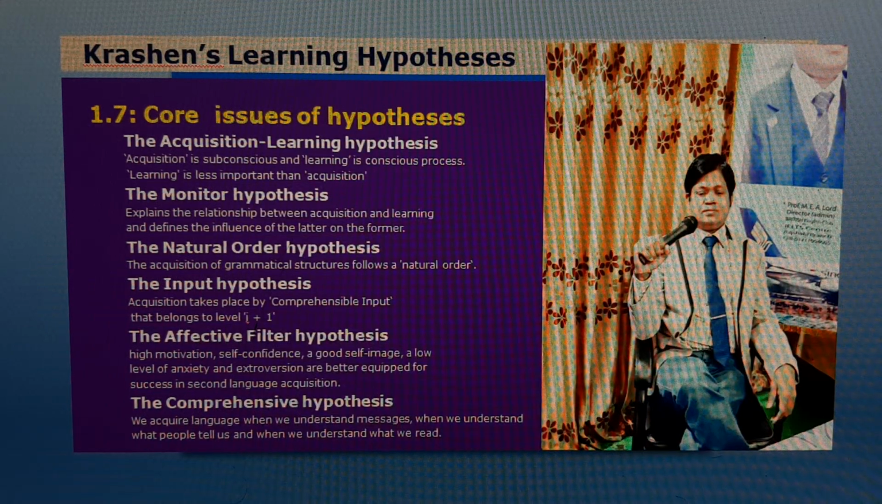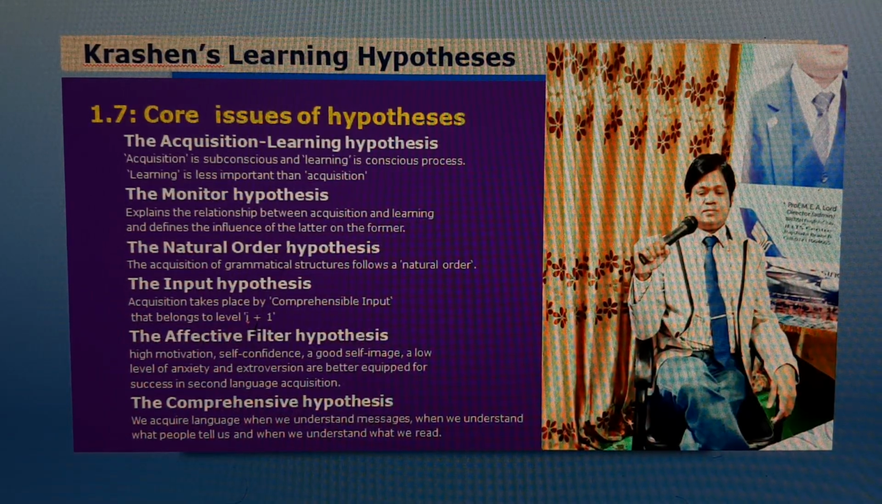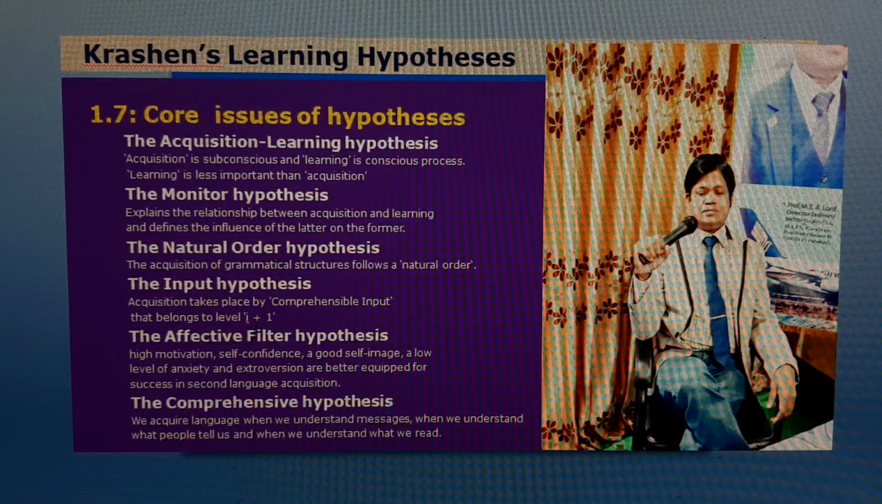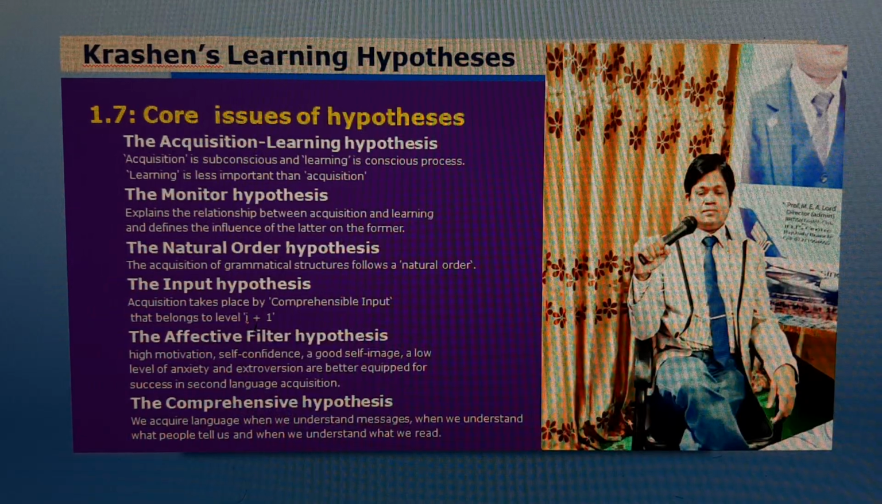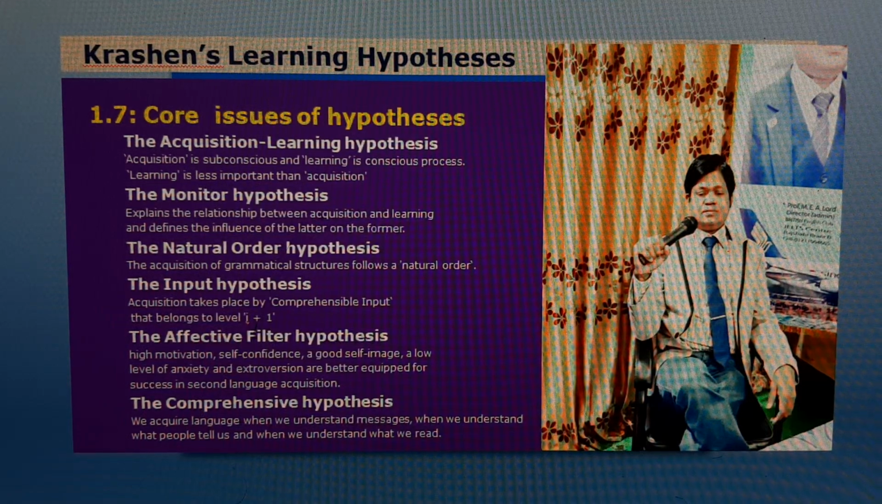The affective filter hypothesis. The affective filter hypothesis embodies Krashen's view that a number of affective variables play a facilitative but non-causal role in second language acquisition. These variables include motivation, self-confidence, anxiety, and personality traits. Krashen claims that learners with high motivation, self-confidence, a good self-image, a low level of anxiety, and extroversion are better equipped for success in second language acquisition.